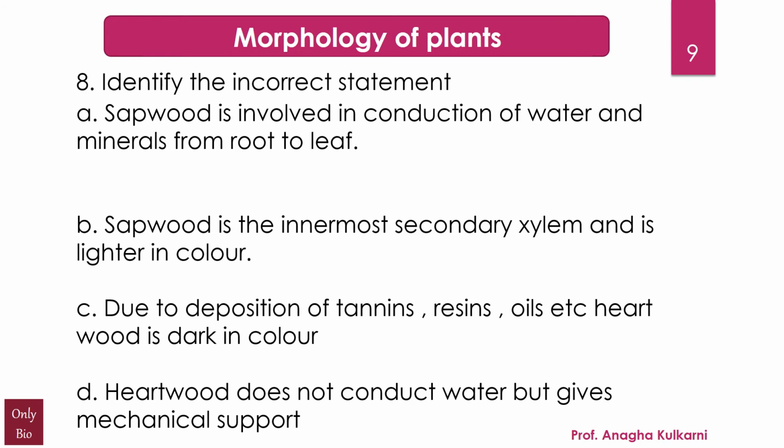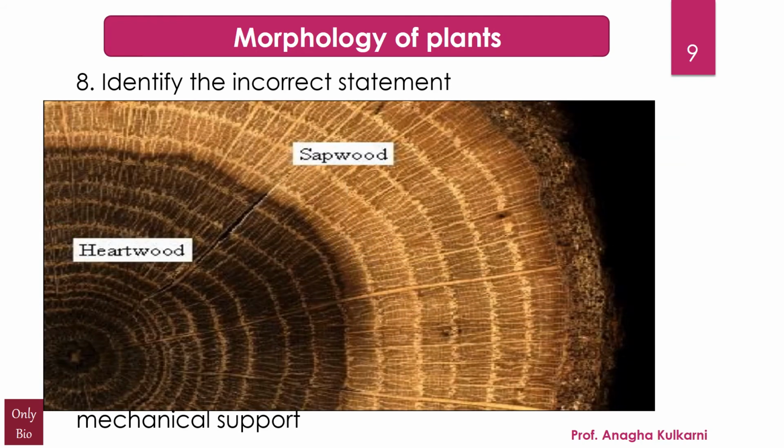And the incorrect statement among these options is B. Sapwood is the innermost secondary xylem. That's a wrong statement. Let us understand why. Look on the screen here. Sapwood is the outer layer of a branch or a limb that is still living, and you can very clearly see it is lighter in color and is very moist. It is the living part of a tree where the sap and the water flow. That is the reason why we call it sapwood.